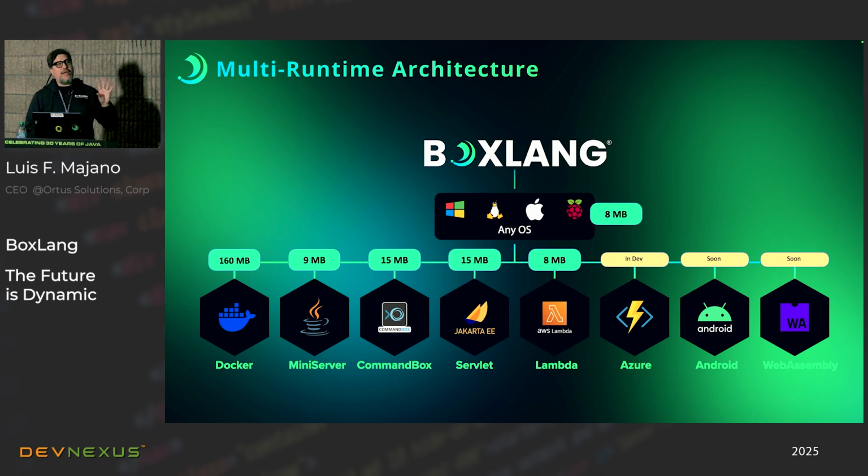And then we started creating all the different runtimes that are available to you, from Docker containers to our own mini server, which is a super lightweight Java server. CommandBox has been a servlet engine that we've built for more than 15 years now. It's analogous to a Tomcat. Of course, the servlet, so you can deploy to any servlet. Lambdas, so you can deploy to Lambdas. Azure functions, Google functions, and we are still working on Android and WebAssembly.